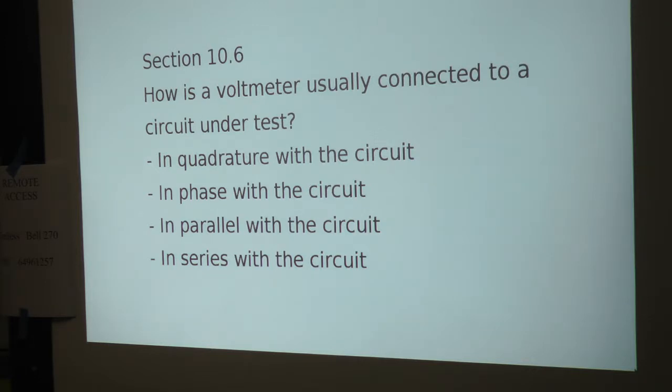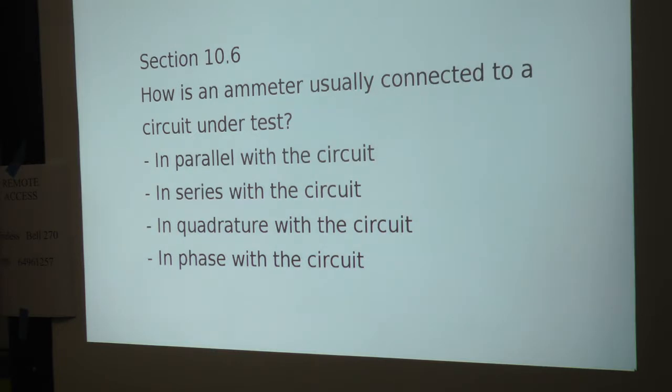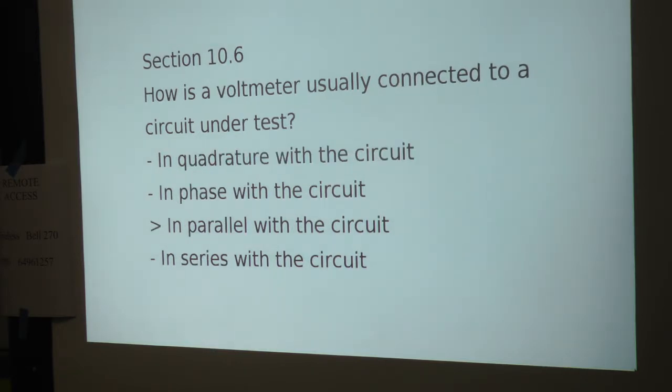How is a voltmeter usually connected to a circuit under test? In parallel. So it has to be essentially across the circuit, right? If you imagine the circuit there, then you connect it across two different points, a particular device, and it measures the voltage difference on that device.